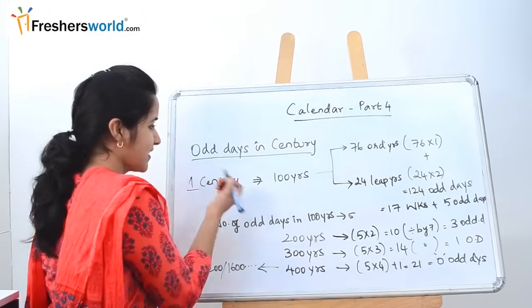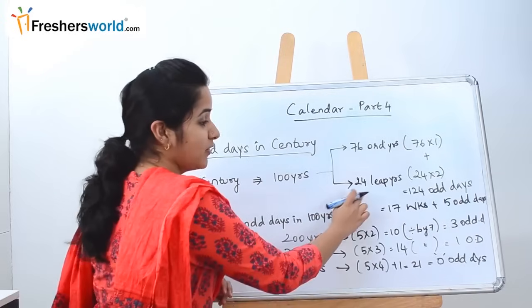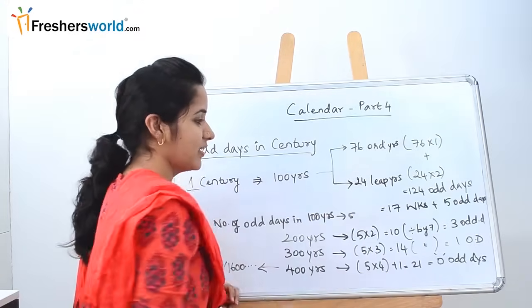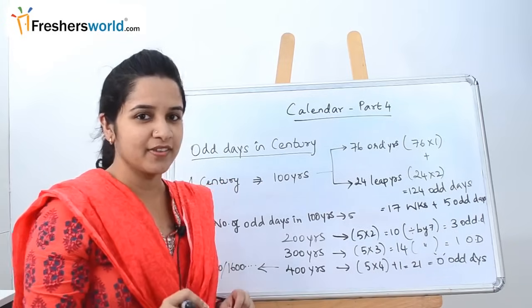One century is nothing but 100 years. In 100 years, there will be 24 leap years and 76 ordinary years. We know that in a leap year there are 2 odd days, and in an ordinary year we have 1 odd day.